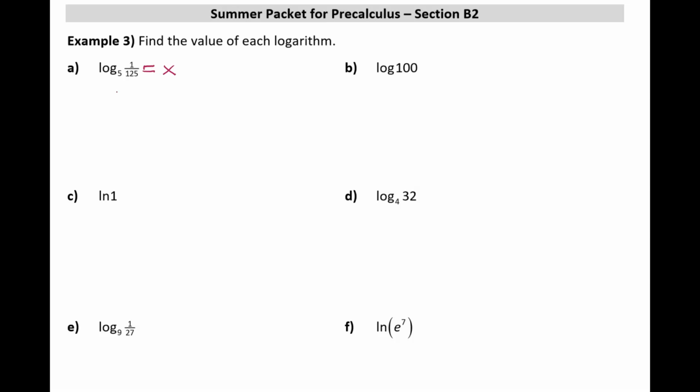So we have to ask ourselves, what is the base? It should be 5. What's the exponent? And you remember that a logarithm equals an exponent, so x must be the exponent. And that's equal to 1/125th.